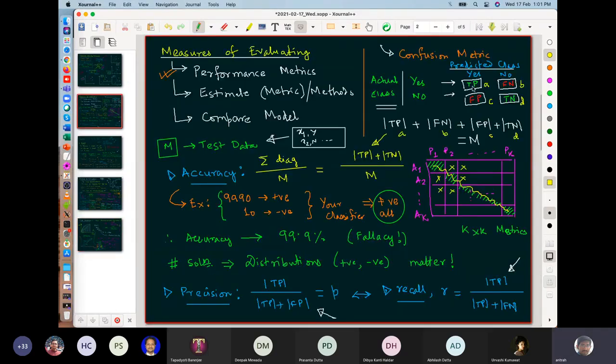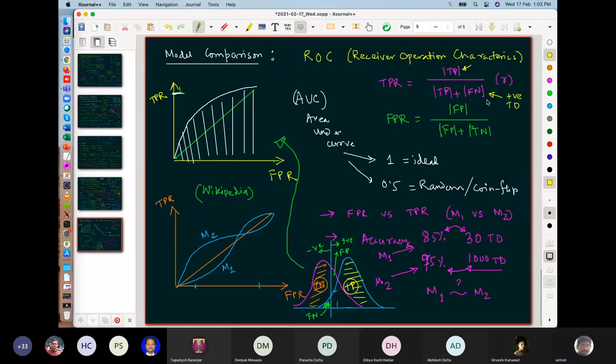Look at the confusion matrix. If the actual case is yes, then these are the things that you are classifying correctly, these are the things you are classifying wrongly. So your true positive ratio is A divided by A plus B. That's what I wrote here. This is recall itself, nothing else.